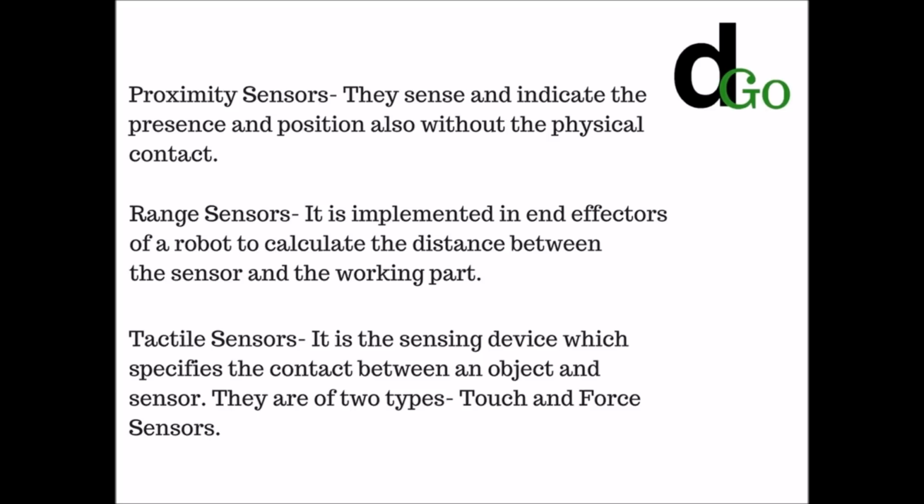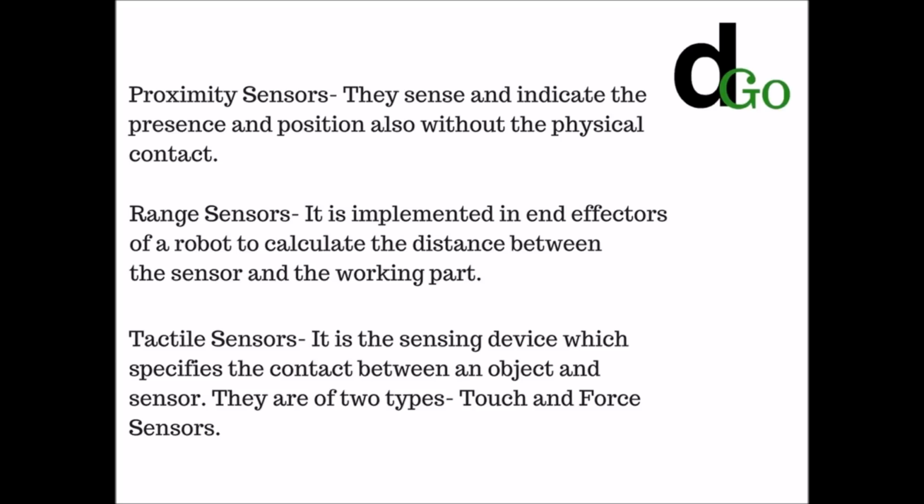Proximity sensors, we should remember these because they can ask various examples of sensors. Proximity sensors sense and indicate the presence and position without physical contact, so they can detect the position without touching. Talking about range sensors, they are implemented in end effectors of a robot to calculate the distance between the sensor and the working part.